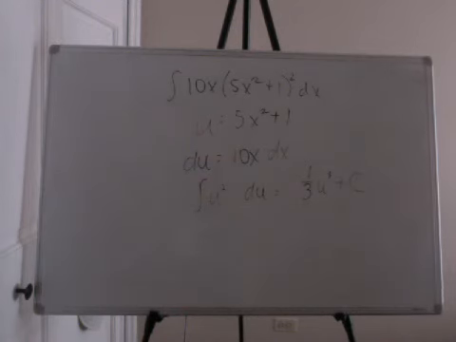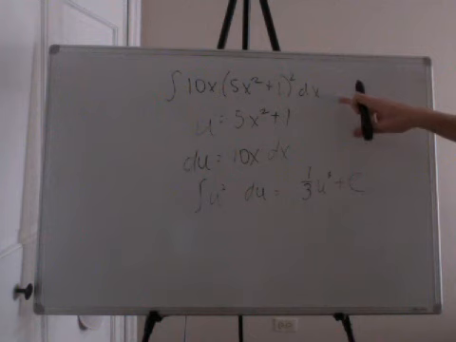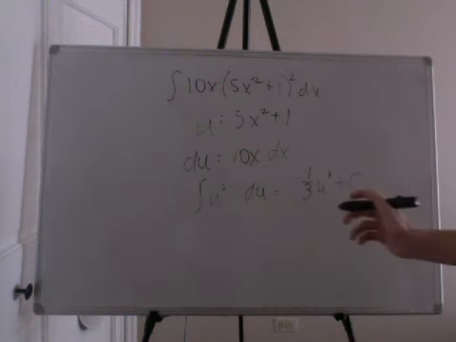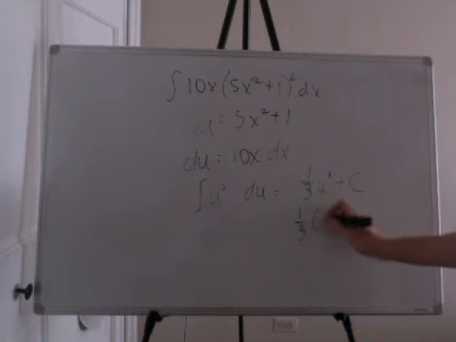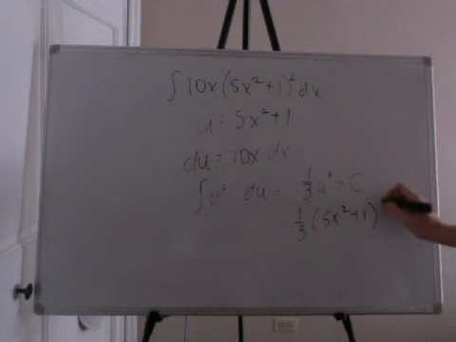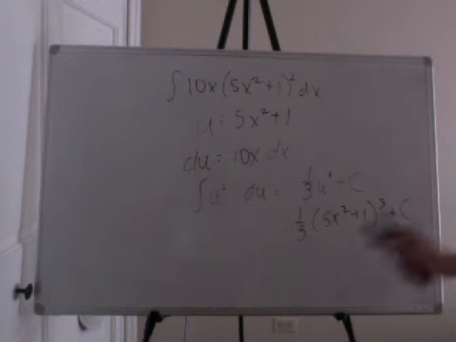And then you can't leave your answer like that because there are no u's in the original problem, so you just have to substitute back in what you made u. So the answer to this problem would be 1/3 (5x squared plus 1) cubed plus c. It's a technique that you're going to have to be using a lot, but you'll get tons and tons of practice from your teacher, and it shouldn't be very complicated to figure this out.